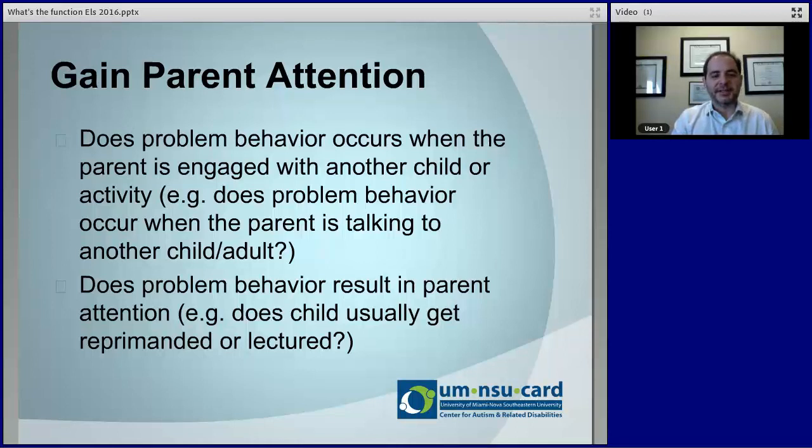Does it gain parent attention? Does the problem behavior occur when the parent is engaged with another child or activity? Does the problem behavior occur when the parent is talking on the phone, talking to another adult, paying bills? Does the problem result in parent attention? Does the child usually get reprimanded or lectured? Yes, and it's probably attention.